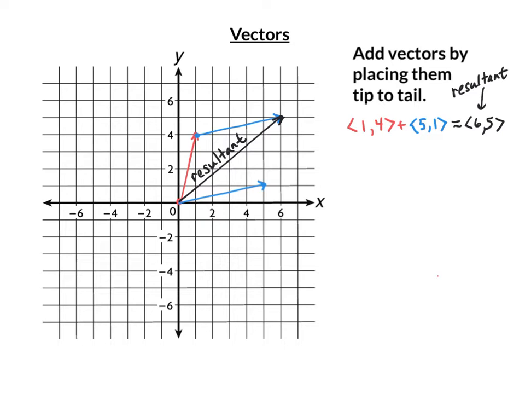And the order I add them in does not matter. I could do the blue vector first, travel along the vector 5, 1, and add that to the red vector, then travel the red vector, which is 1, 4, and I would still end up with that same vector, the resultant 6, 5. Think of the resultant vector as the one vector that does what the two do together. The sum of the two create that resultant vector, and it's one motion instead of two.